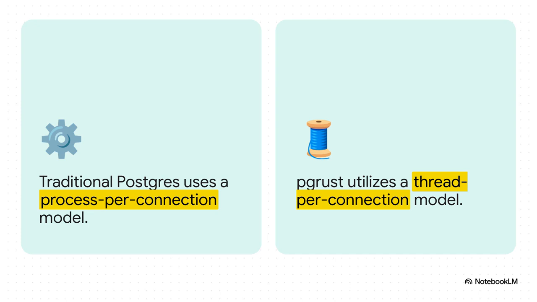PGRUST totally flips the script. It uses a thread per connection model. Because Rust just makes safe multi-threading so much easier to implement than C does, PGRUST can handle connections using really lightweight threads inside a single process. This is a massive structural departure from how Postgres has operated for literally decades, and it paves the way for a significantly leaner, highly scalable engine.